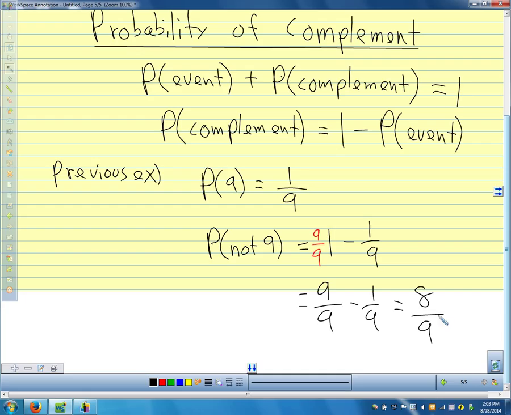That's a pretty good chance, right? 8 out of 9, that's pretty good. So that's how we find the probability of a complement. Questions on that example? All right, I want to look at one last example and then we'll be done, having to do with complements.